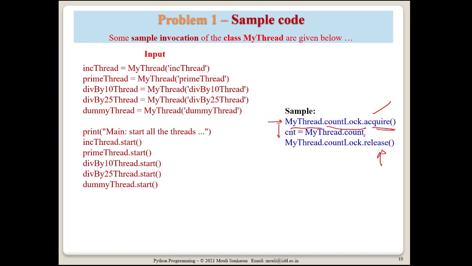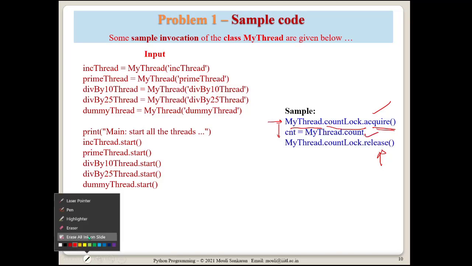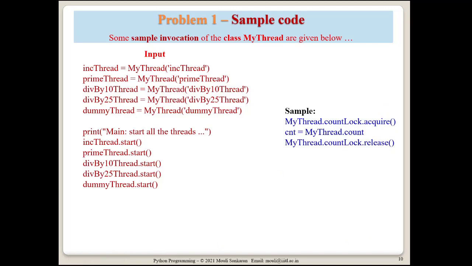And then you read the count. I told you that in the critical section you should not do too many things. So just read it into a local variable. As I told, count is a class attribute, so MyThread.count, and then release it immediately. That's all. You should spend as little time as possible within this critical section.